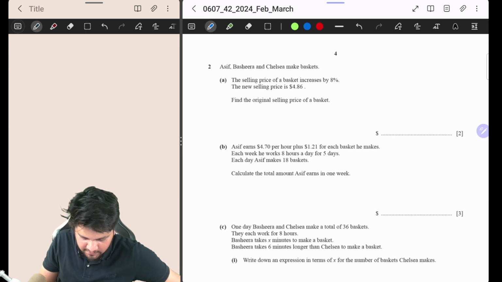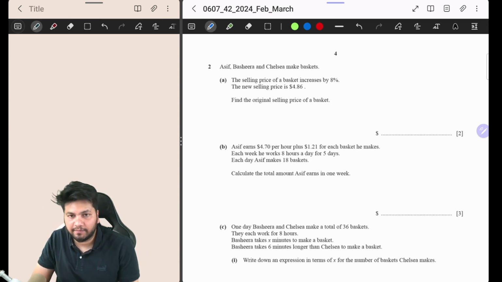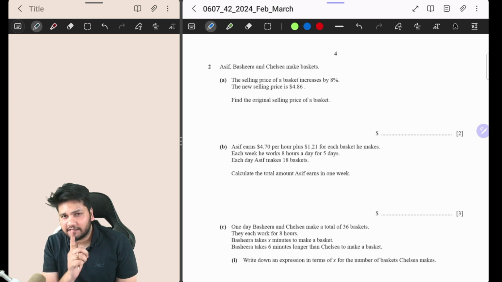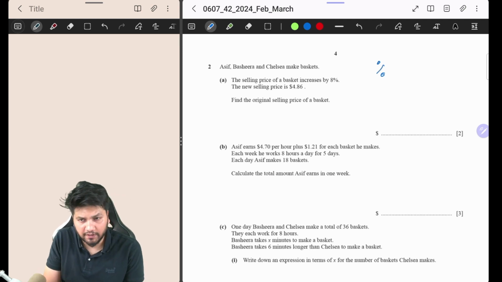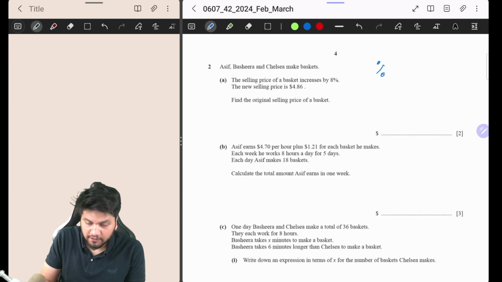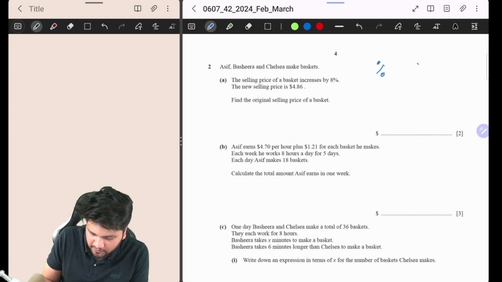ABC make baskets. The selling price of a basket increases by 8%. The new selling price is 4.86. Find the original selling price of a basket. Now see, we are increasing this by 8%. So the new price with respect to percentage would be 108. So we are comparing quantity. So this is what I use for percentage or maybe ratio or fractions or whatever. So I'm comparing percentage with dollars.